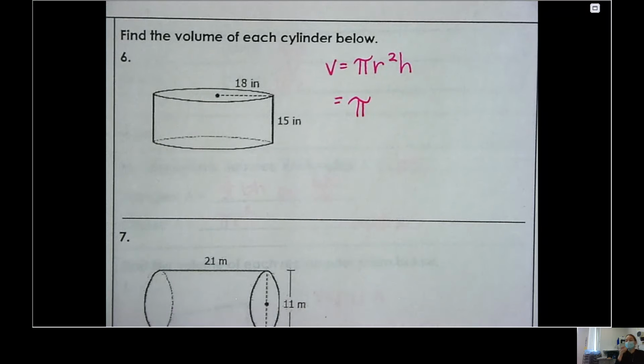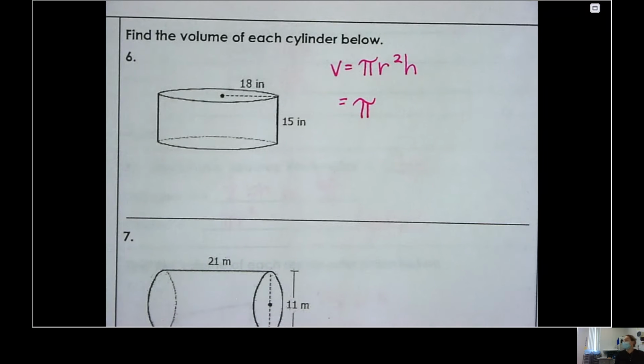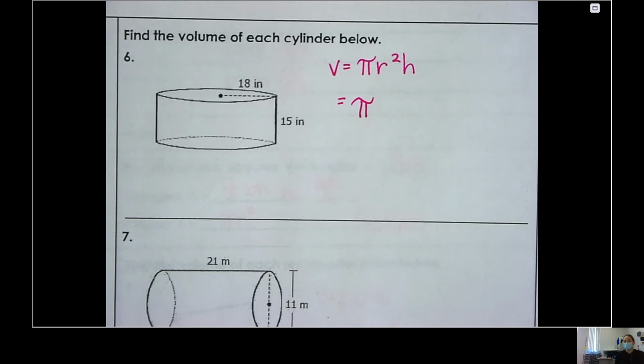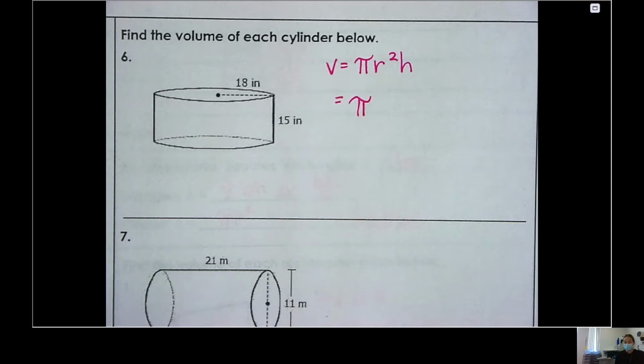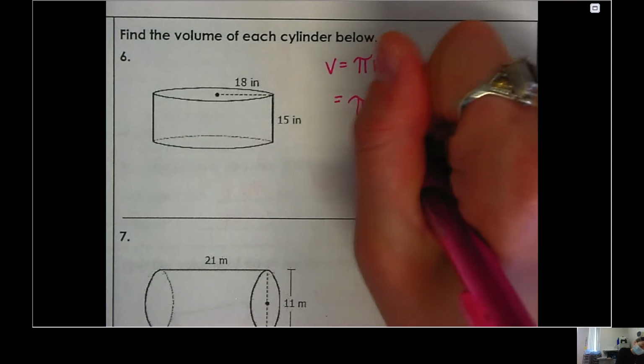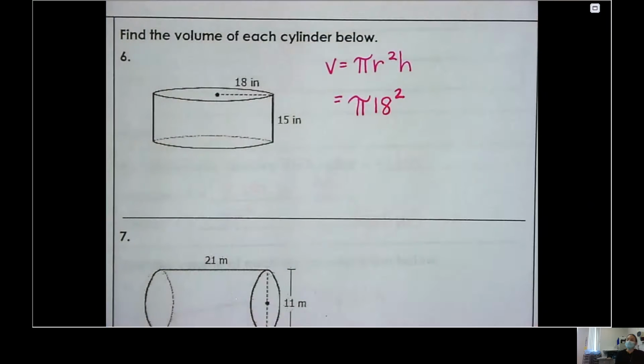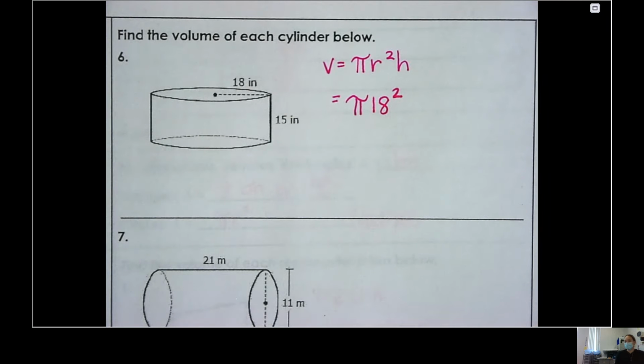What is the radius of my picture? 18. What is the height of my picture? 15. Good. So I've got radius squared times 15, my height. All this is now is a plug and chug into your calculator. You don't have to do anything. Your calculator's going to do all the work for you.